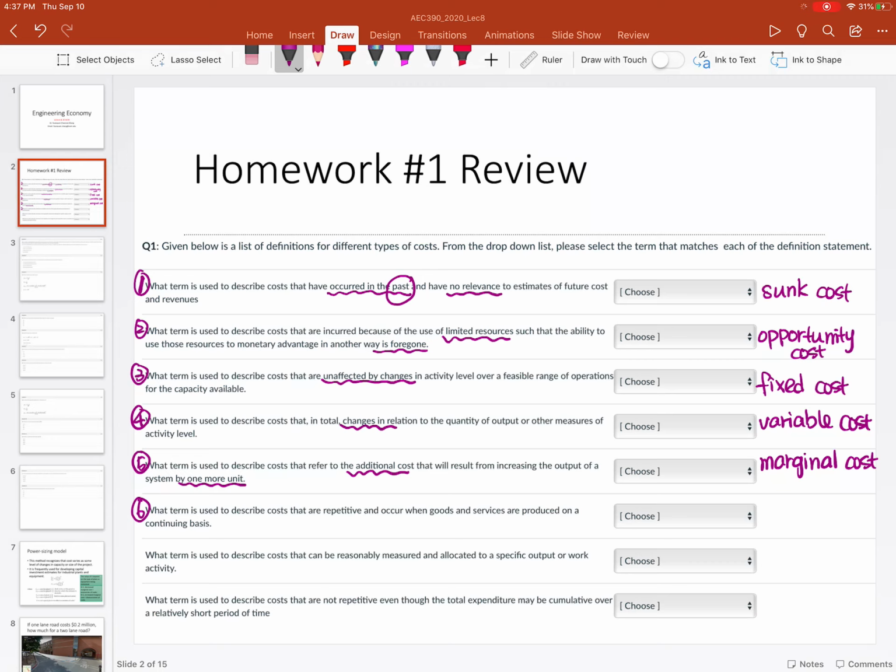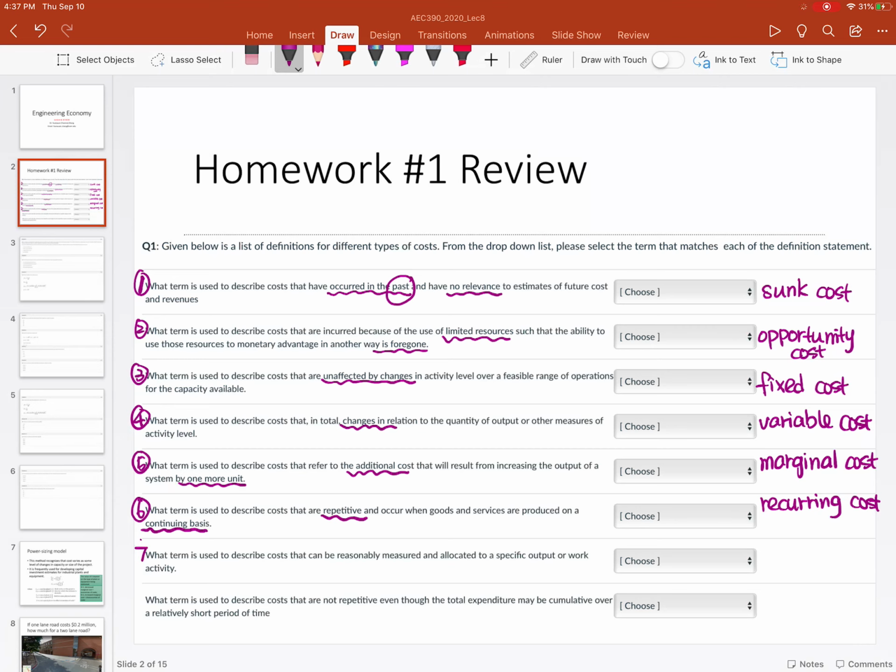Number 6, what term is used to describe costs that are repetitive and occur when goods and services are produced on a continuing basis? So if you still want to continue the business, you need to repeat some payments, and those payments are called recurring cost. Did I spell it correctly?